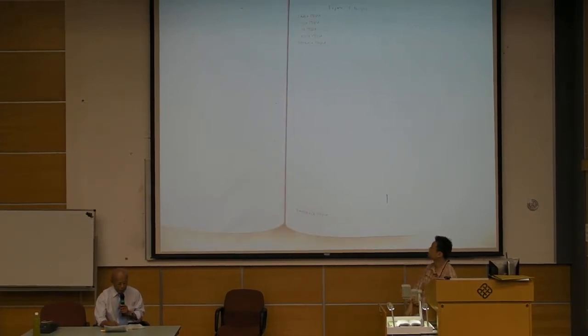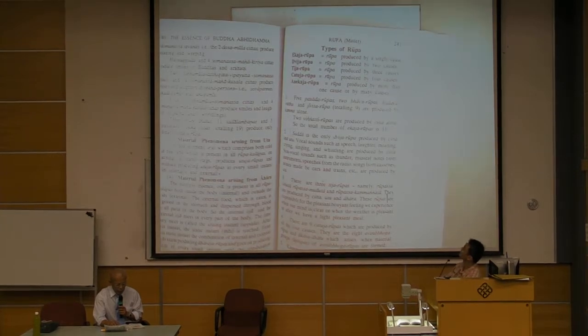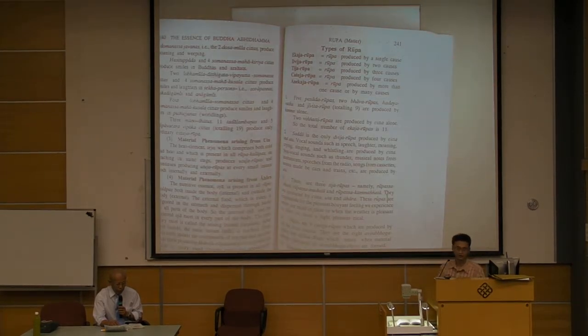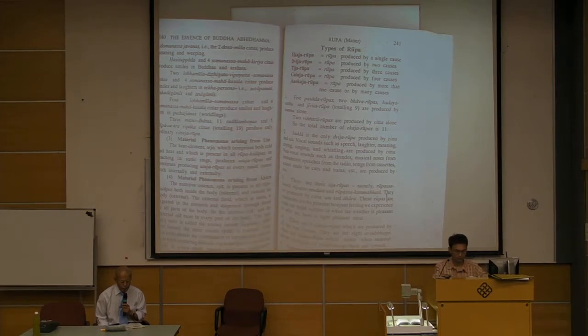So we are on page 241, correct? So first we give the topic, types of materiality, types of rupa. So we say ekaja rupa. In Pali, eka means one. Ja means produce. So ekaja rupa means materiality produced by one cause.